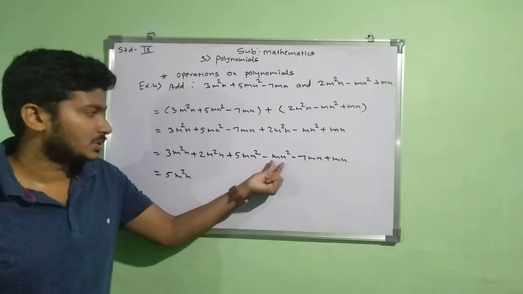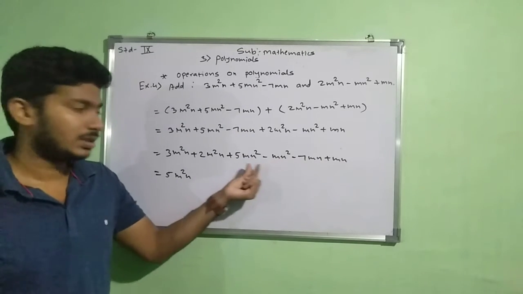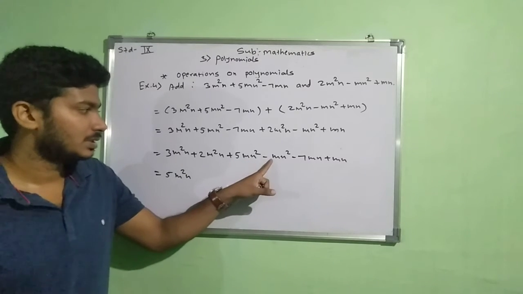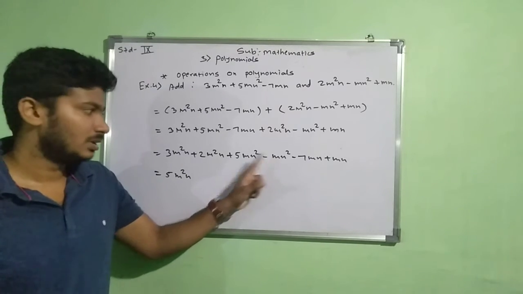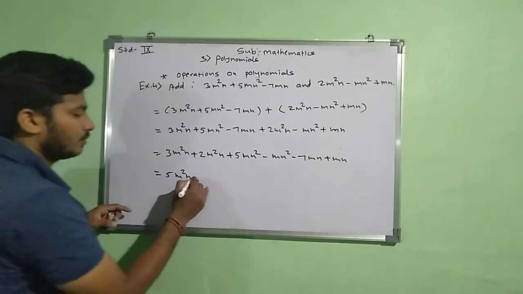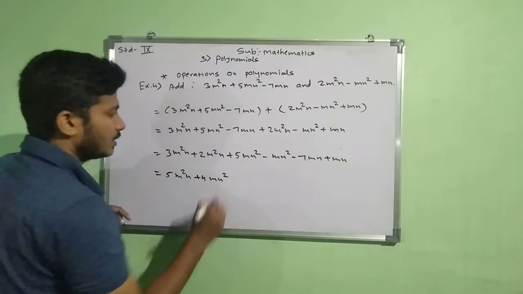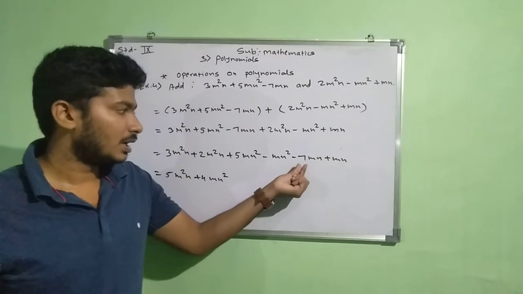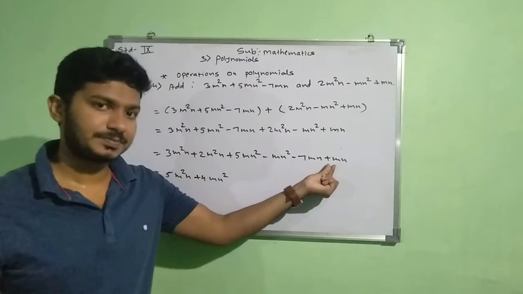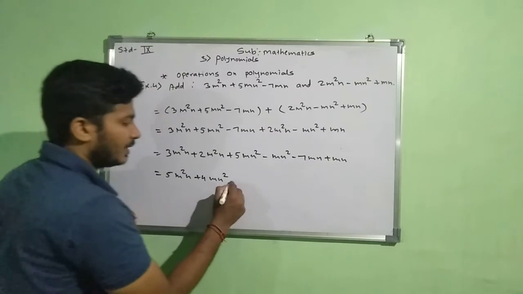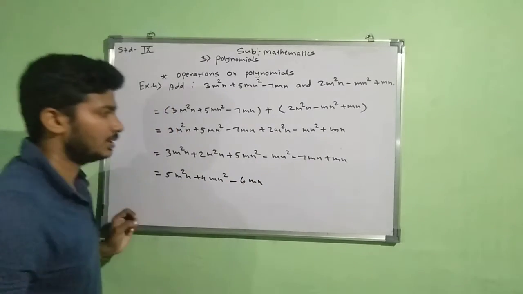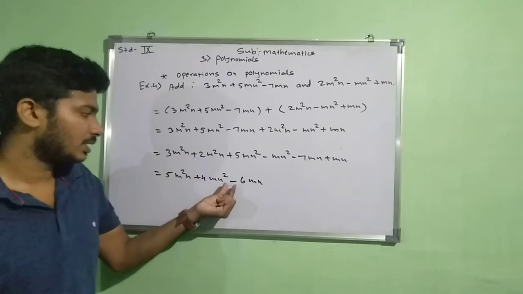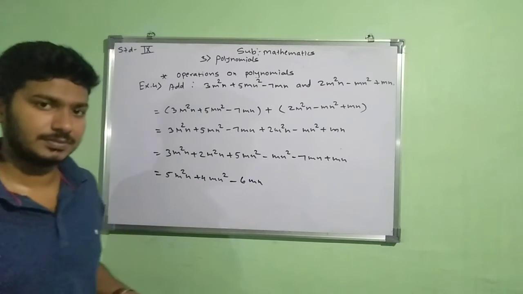5mn square minus mn square. So mn square will be the variable term. We have to deal with the constant, that means 5 minus, here we don't have anything, that means we have 1. So 5 minus 1 will become 4. So plus 4mn square. Now minus 7mn plus mn. Again here minus 7 plus 1. So it will be minus 6 and mn will be our variable term. So our answer will be 5m square n plus 4mn square minus 6mn. That will be our answer.